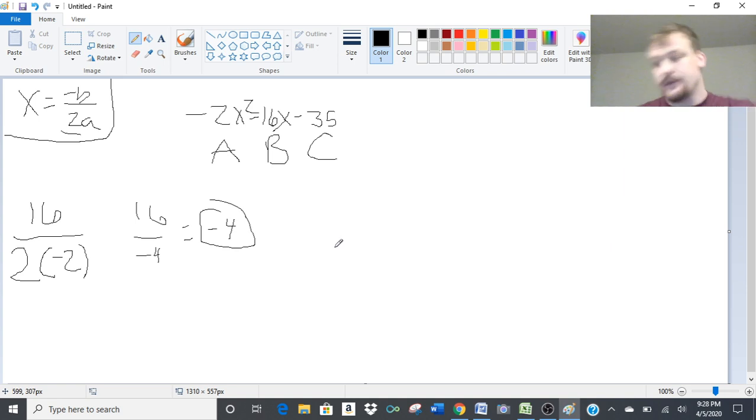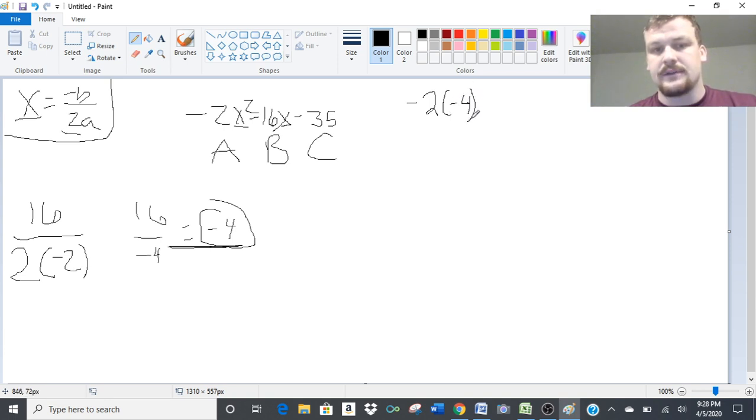Now we just have to do the other part of the problem, the second half. We plug negative 4 in, because this is our x, into each x that we have. Let's do it over here. So we have negative 2, parenthesis. Anytime you plug in a number for an x or any variable, just put it in parentheses. It makes it a lot easier. Minus 16, open parenthesis, negative 4, close parenthesis, minus 35.